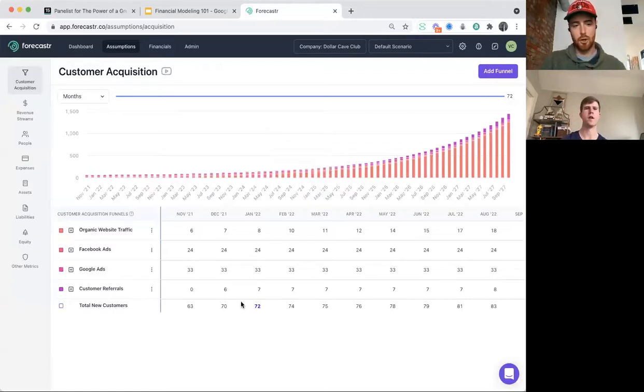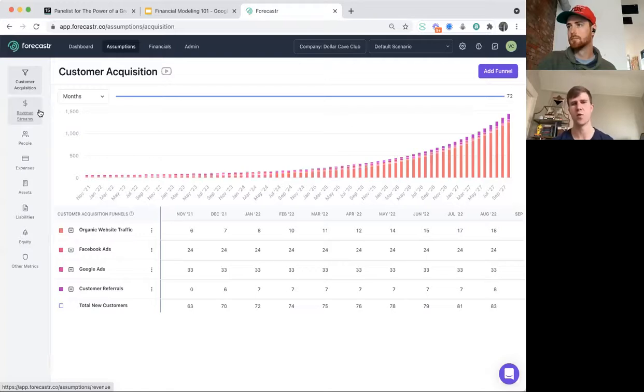Very, very cool. Okay. So this is Forecastr. For those of you that haven't seen it, which I assume is probably everybody on this call, it is what is used to replace Excel to build out really great financial models. So today we're going to be looking at Dollar Cave Club's financial model.